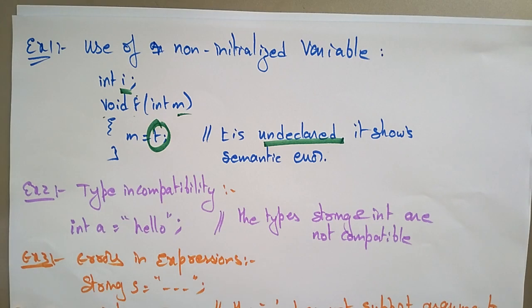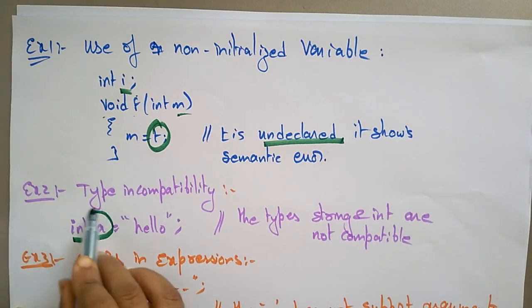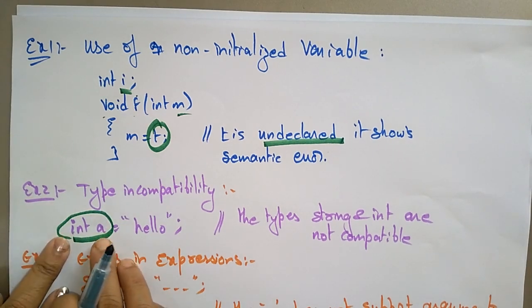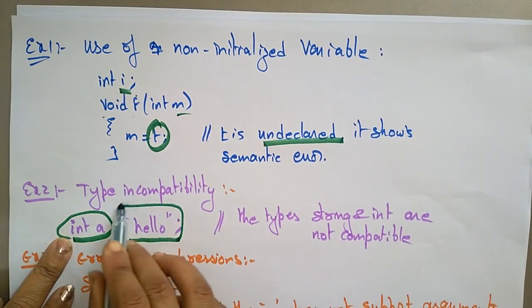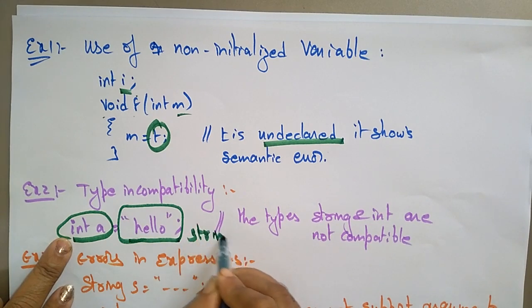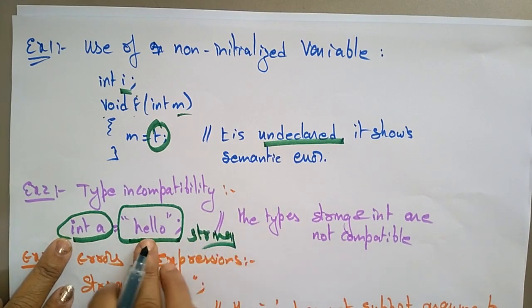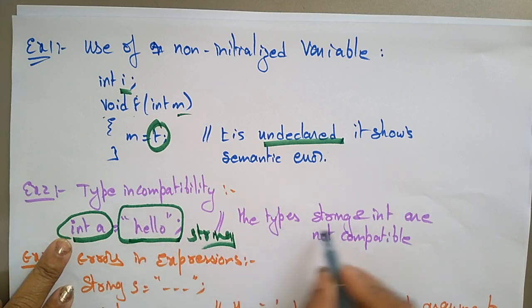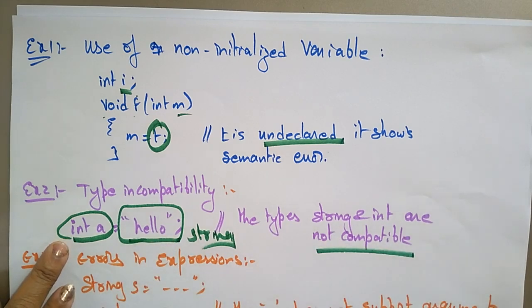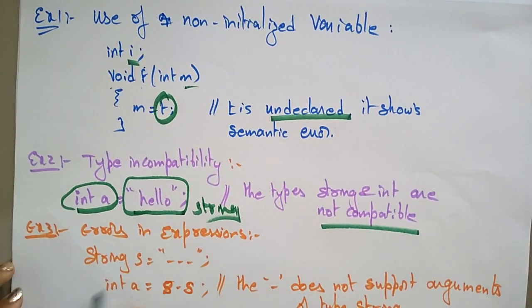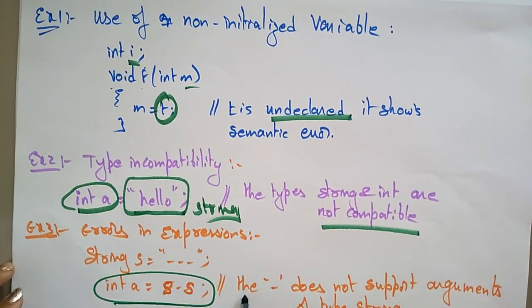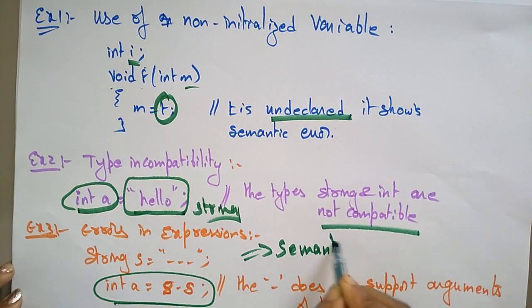Type incompatibility also. Here I am using the integer a. A is of integer data type, meaning it should be a number, but I am assigning characters. I am assigning a string, which is incompatible. The types string and integer are not compatible. Next, errors in the expression. If there are errors in the expression, such as using arguments of type string where they are not supported, this is also one type of semantic error.